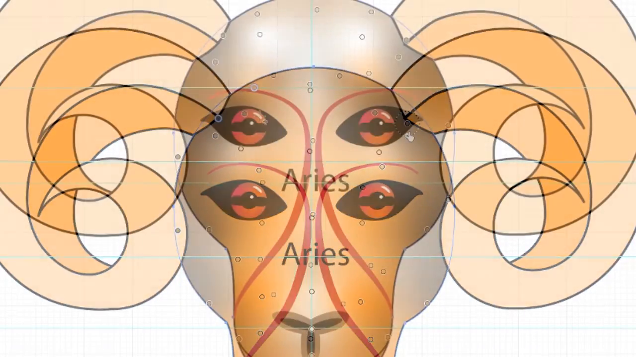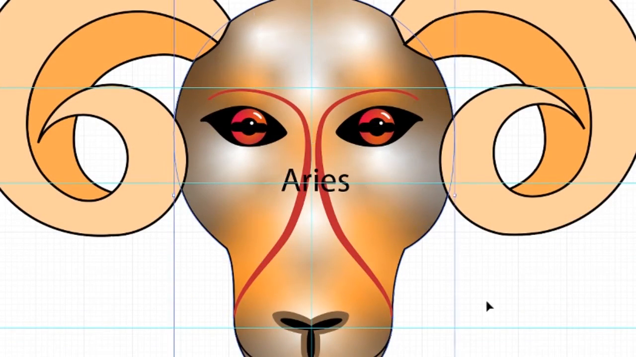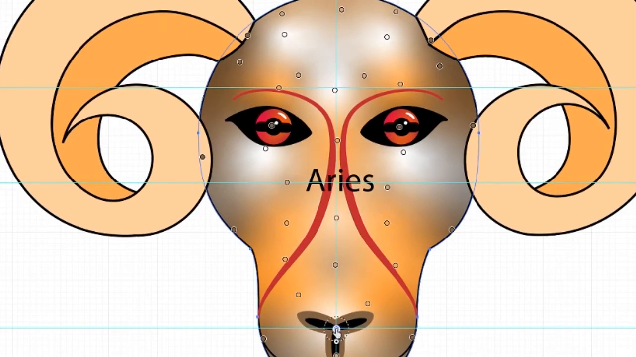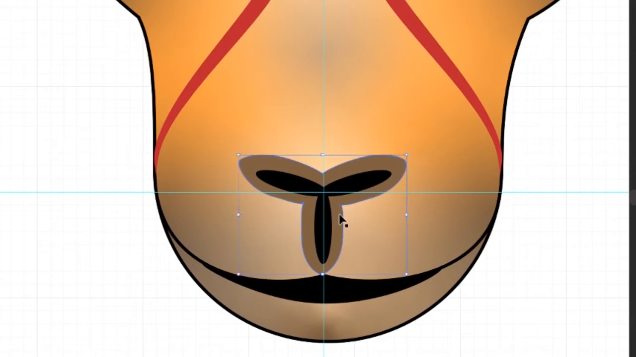From there, let's go ahead and move back to the nose just to soften up the area. Let's duplicate that nose shape and then set that shape behind. And then let's blend those shapes together so that it softens up that little area there.